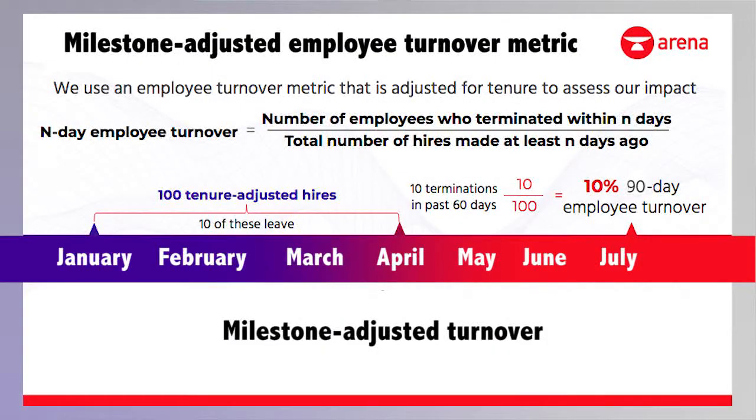So for example, if I hire 100 people on January 1st, on April 1st, I could actually measure the 90-day turnover of that group, of those 100 people. I could say, okay, of the 100 I hired on January 1st, how many are no longer here on April 1st? And that would give me a milestone adjusted turnover rate for 90-day turnover for that group. And the reason that works is because each of those people that were hired on January 1st, they've had the opportunity to be here at least 90 days. So my calculation there is valid.